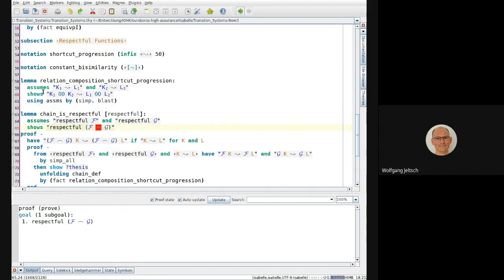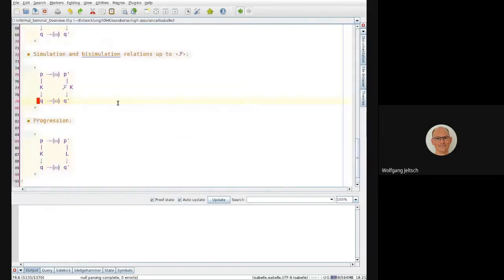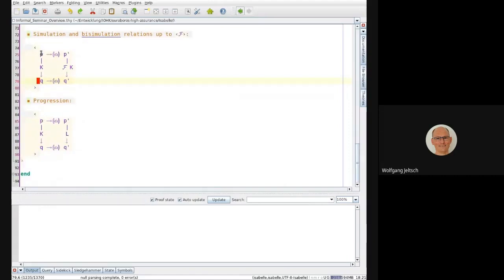well, this is first for shortcut progression. So that if K1 shortcut progresses to an L1 and K2 to L2, then the composition shortcut progresses to the composition. I think this corresponds kind of to what I showed here. I had this already with the F, G, sorry, with the FK and the GK and the FL and the GL. You remember I had these two diagrams on top of each other, but you can play this game just with a K1, L1 and a K2, L2.